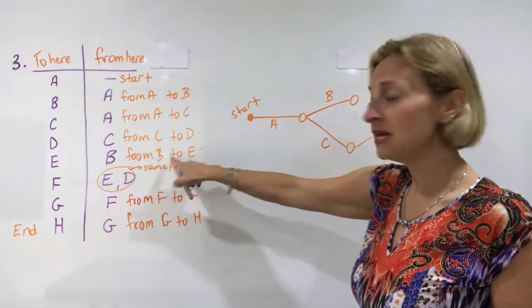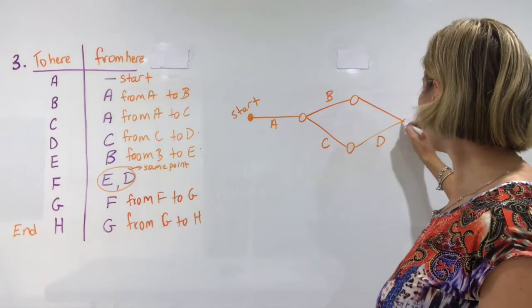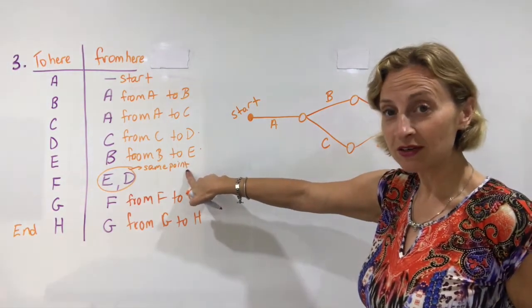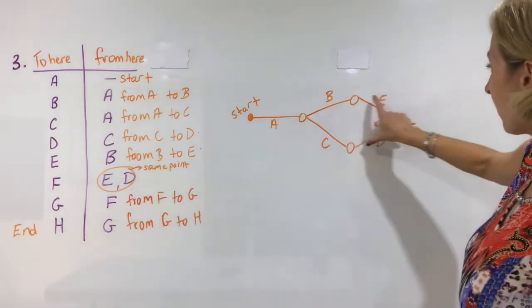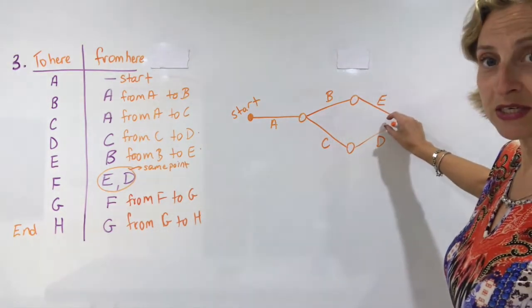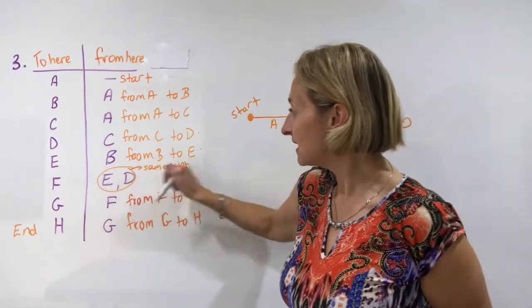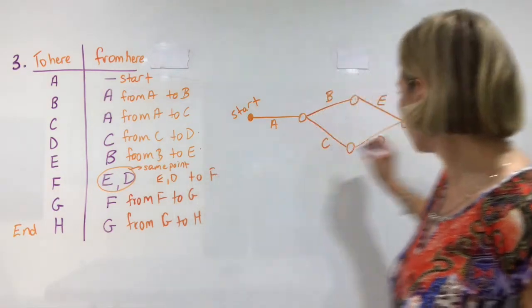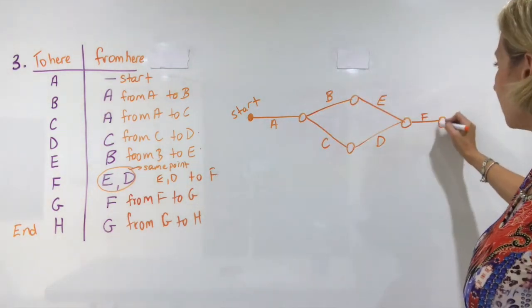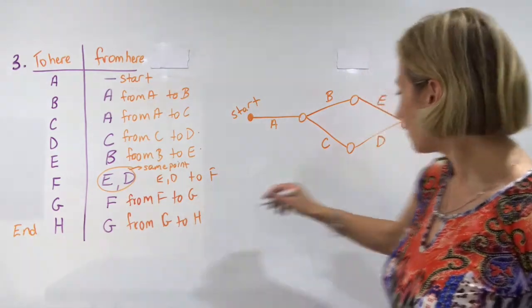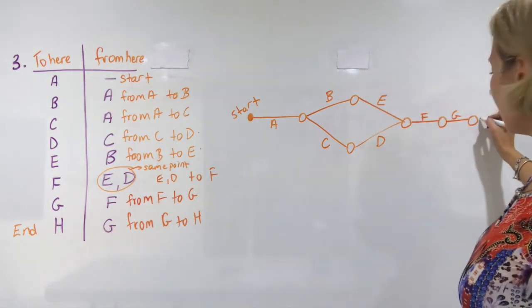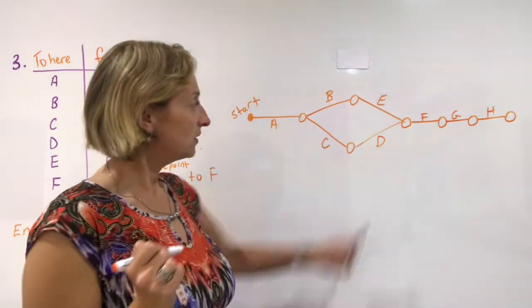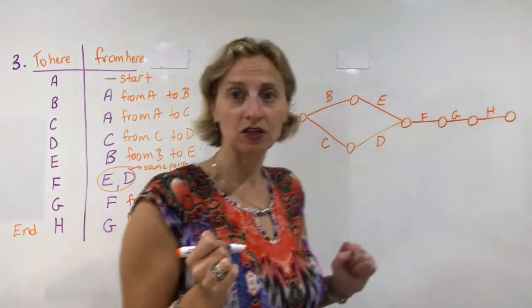And from activity B, we can go to E. But I remember thinking that E and D had to be the same point from when we were writing them down, and that's why I've got E and D going to the same point, because the next one says that E and D need to go to F. So that now can go to activity F. F can go to G, and G can go to H. F goes to G and G goes to H.